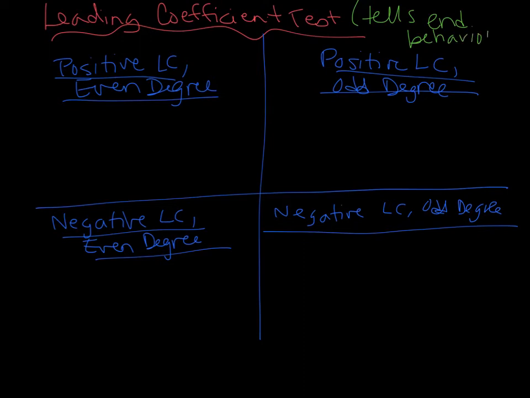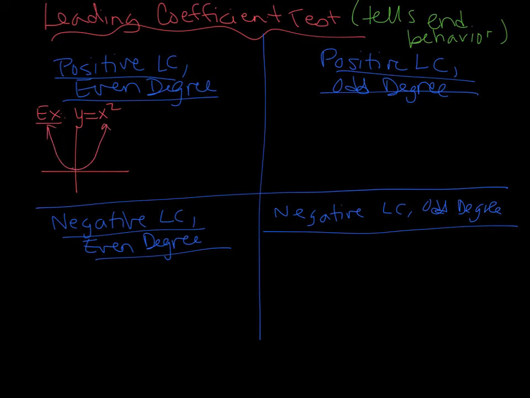So if I ask you for the end behavior of something, you're going to have to think about what the leading coefficient is and what the degree is. So our first situation is when you have a positive leading coefficient and an even degree. So I'm just going to give you an example so you can think about what that would look like. So for example, if we have y equals x squared, our leading coefficient is 1, it's positive. Our degree is 2, it's even. So from there, if you remember, the graph is going to look like this. It's going to be a parabola.